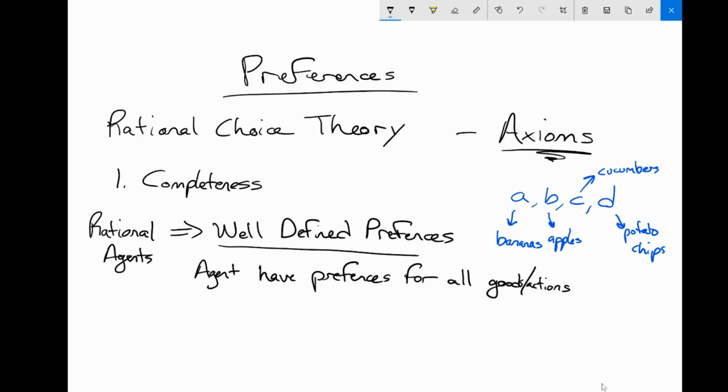Now, how do we represent that? I'm going to use some symbols here to represent what we mean by these preferences. That's the symbol for strongly prefer. Here's the symbol for weakly prefer. Here's the symbol for indifferent. Okay. So strongly prefer, strong preference, weak preference, and indifference.